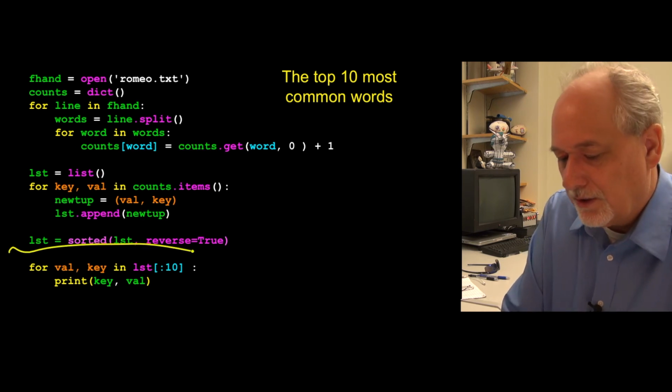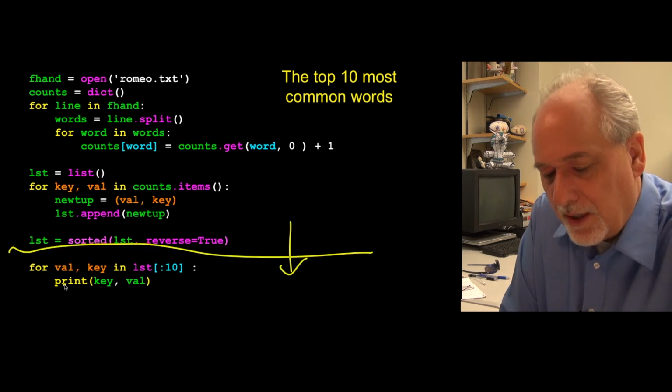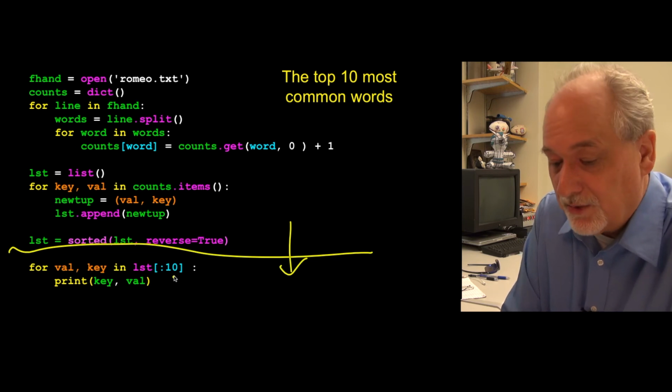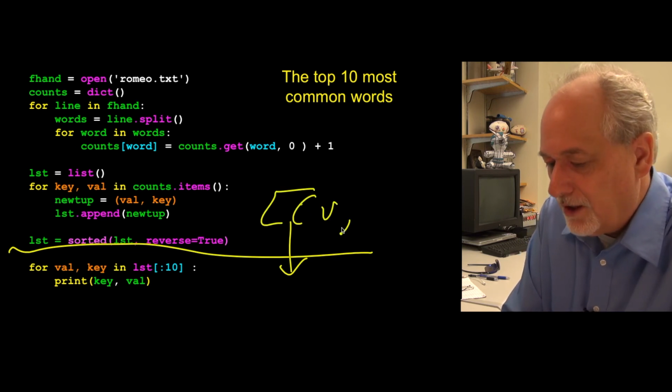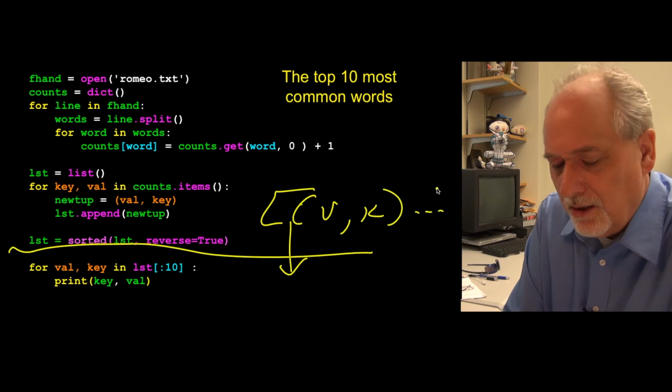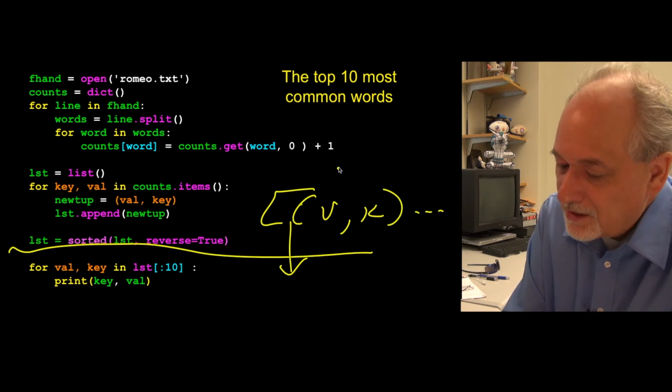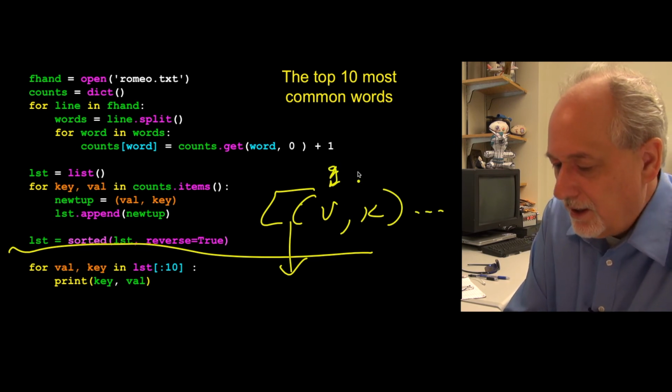So we got a nice sorted list coming down here. We don't want to print it out in value key order, because that's what it is, in parentheses v comma k order, but it's sorted. And we know that the highest value is here on down.